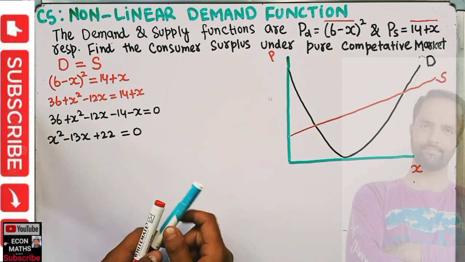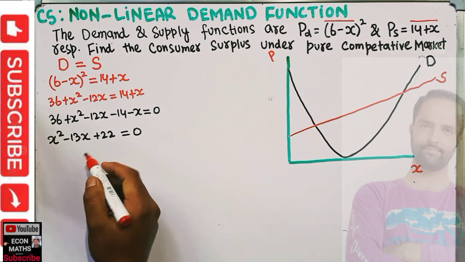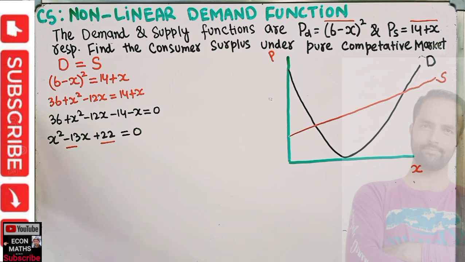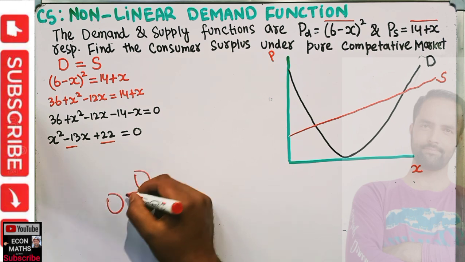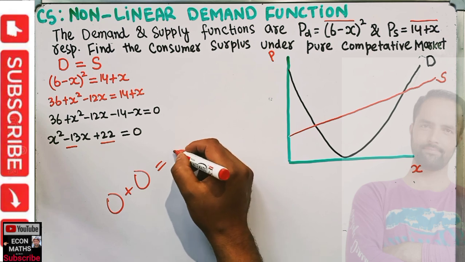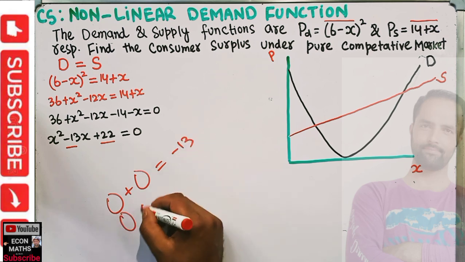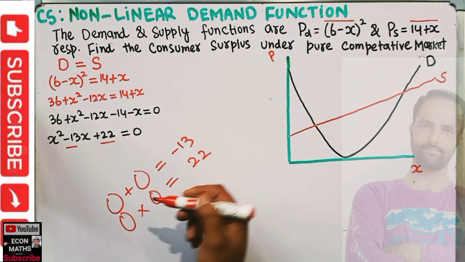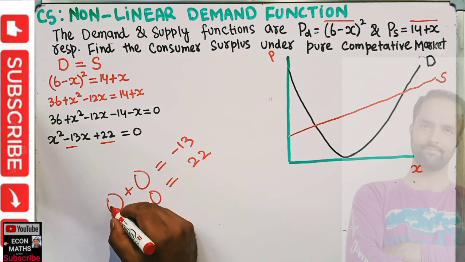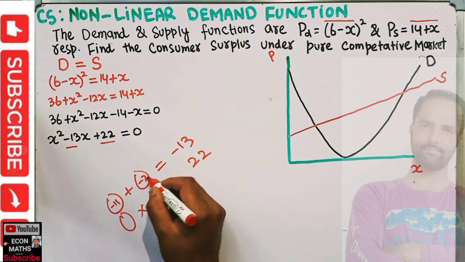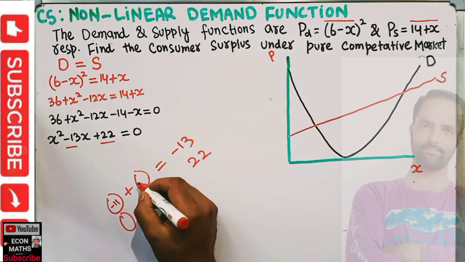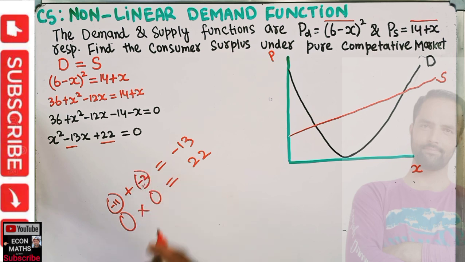Let's solve this by splitting the middle term. Our middle term is minus 13x, so we should get two numbers such that their sum is 13 and the product of the same two numbers is 22. The simple choice is 11 and 2. Yes, that's perfectly right.